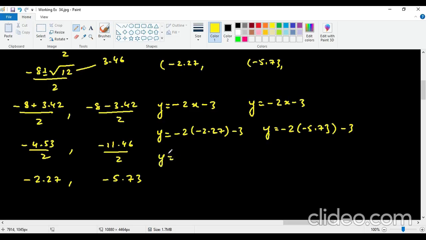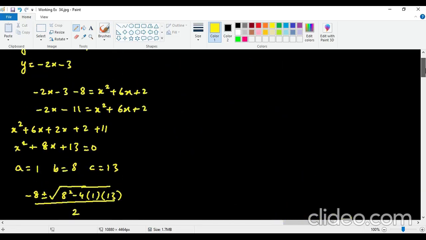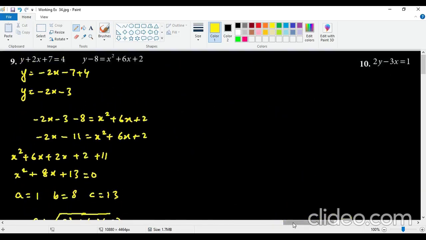So first value is going to give us 4.53 minus 3, and second value is going to give us 11.46 minus 3. So first value is going to be 1.53, second value is going to give us 8.46. So I will write 1.53 here, and here I will write 8.46 and close the bracket. This is the answer for question number 9. Moving on to question number 10.